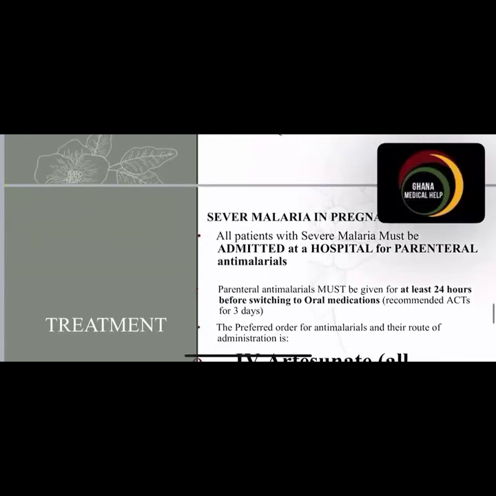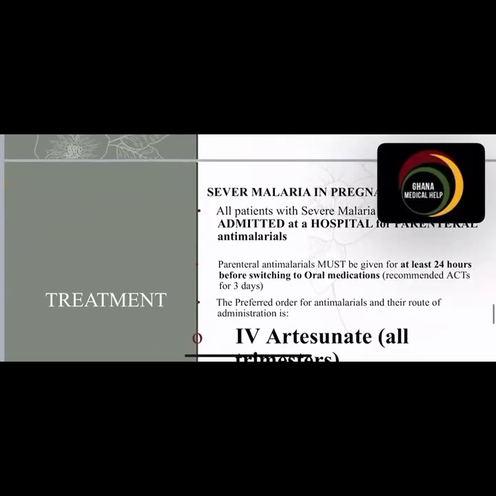In terms of severe malaria, all patients must be admitted for parenteral treatment, and it must be given for at least 24 hours. When they come in, you admit and give at 0, 12, 24 hours with the ACTs. And once the person is able to tolerate oral, once the severe has been transformed to uncomplicated, you can now continue with the 3 days dosage of the oral medications. And this is the same thing we do for the non-pregnant people as well.